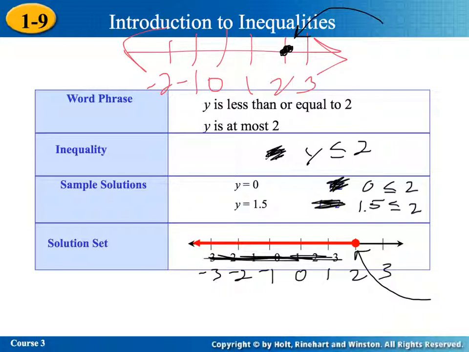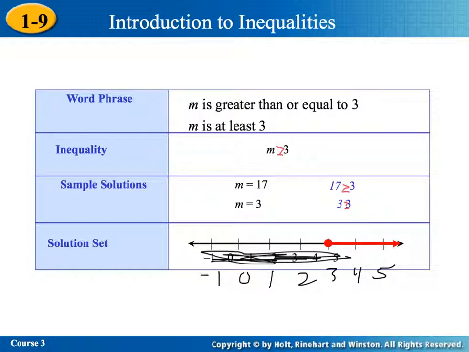Because if I plug in a 2 for 2 is less than or equal to 2, is 2 less than or equal to 2? Yeah. Remember, yes it is. 2 is equal to 2. All I'm asking you is, is 2 less than or is it equal to? So one or the other. Last one, here's greater than or equal to. Again, the same idea here. Just know that 3 is greater than or equal to 3. It's included in the solution set. That is why I use a closed dot.